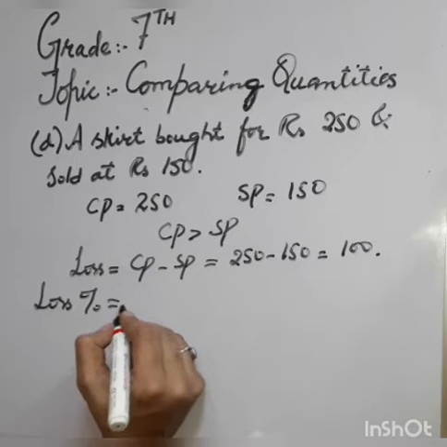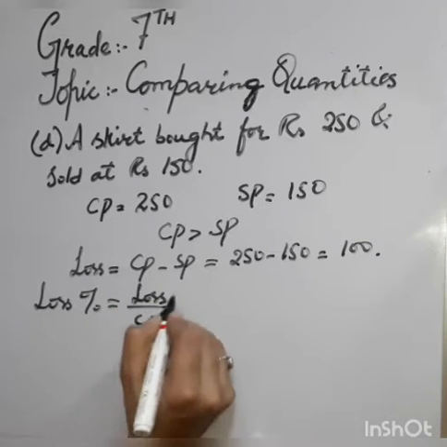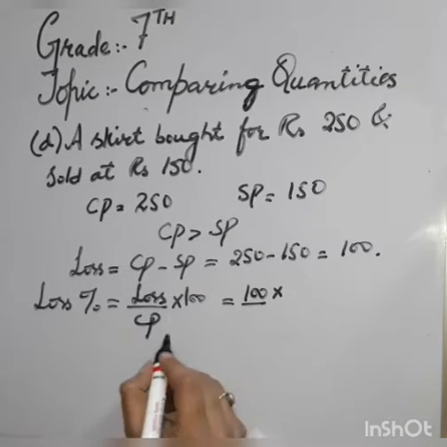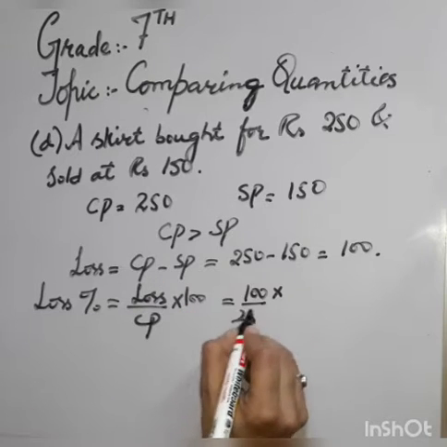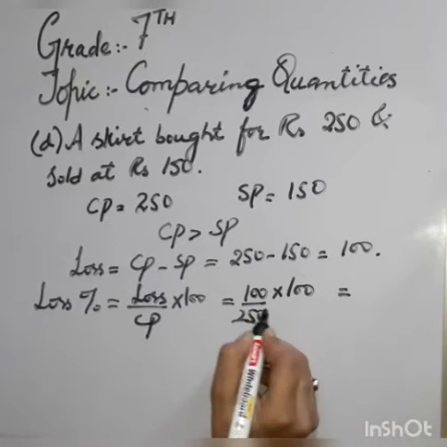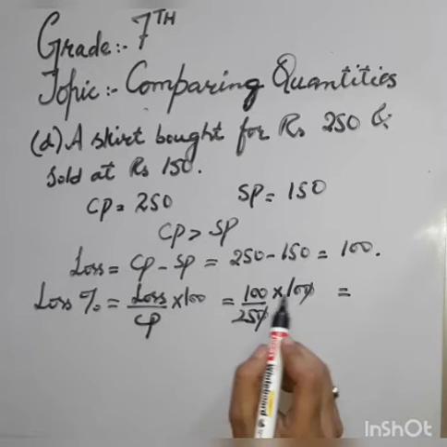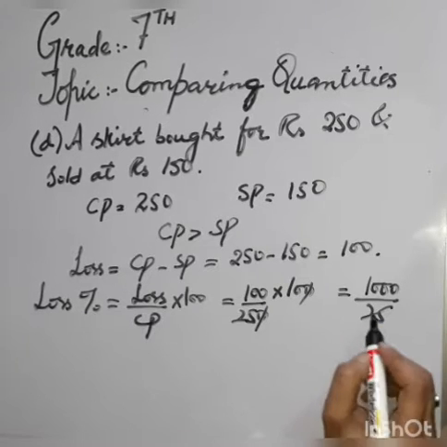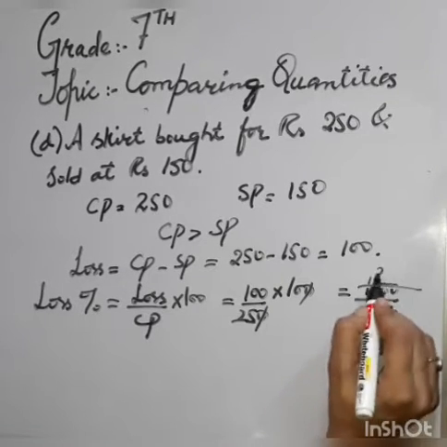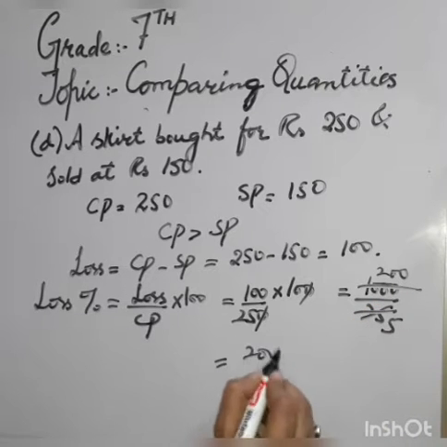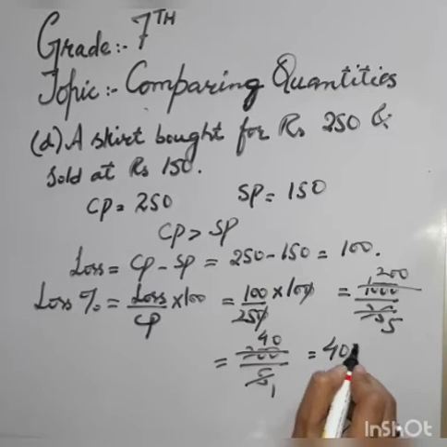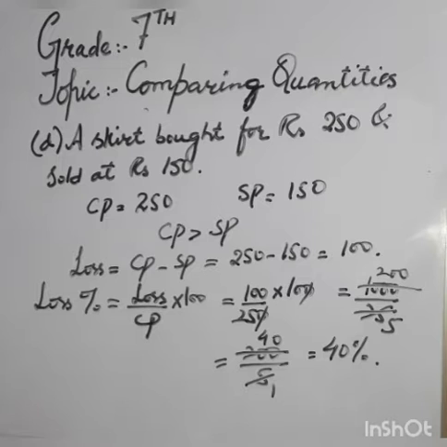Loss percent is equal to loss divided by CP multiplied by 100. So loss is 100 by CP is 250 multiply with 100. Now this 0 and 0 will cancel out. Now 100 into 10 is 1000 divided by 25. Now 5 5s are 25, 5 2s are 10, 0 and 0. So we got 200 by 5. Again 5 1s are 5, 5 4s are 20 and 0. So 40% is the loss percent. Clear? Students, you will solve part A and part C yourself.